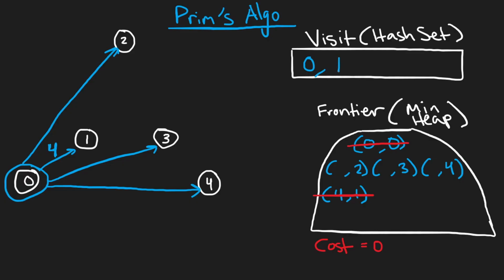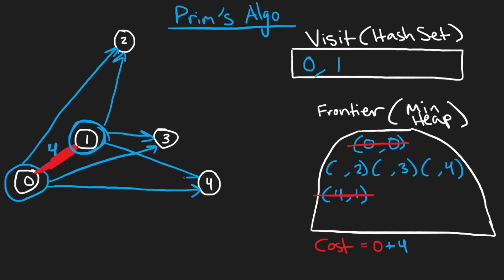And so we're going to add it to visit, and the cost of that one was 4, right? So let's just add 4 to our total cost so far. And since this one was popped, let me just draw that, that is definitely going to be an edge inside of our minimum spanning tree. So now we are at 1, and now we're going to add every adjacent node, or every neighbor of this, to our frontier as well.